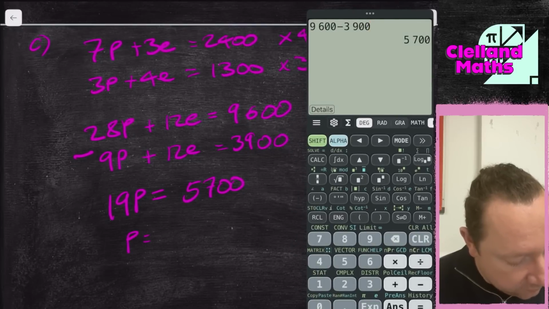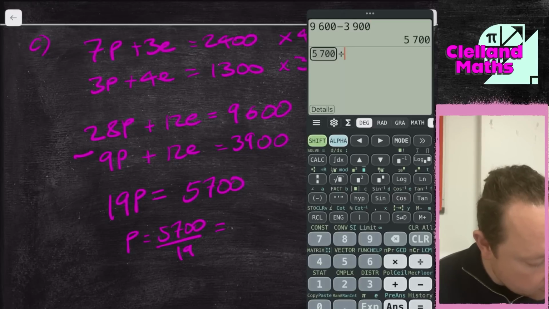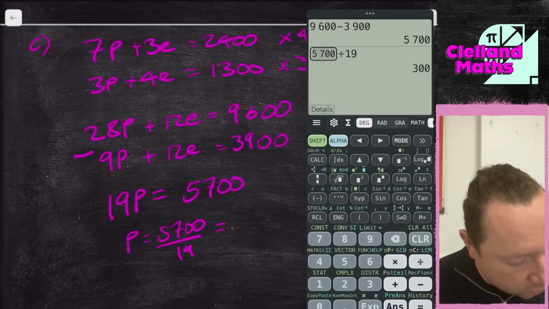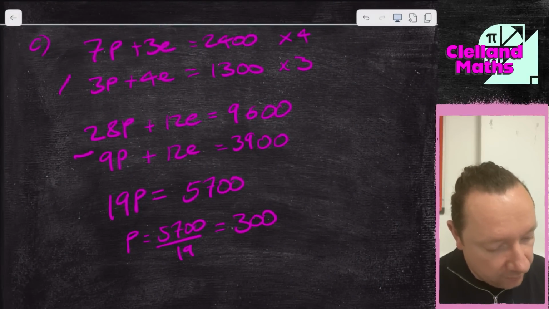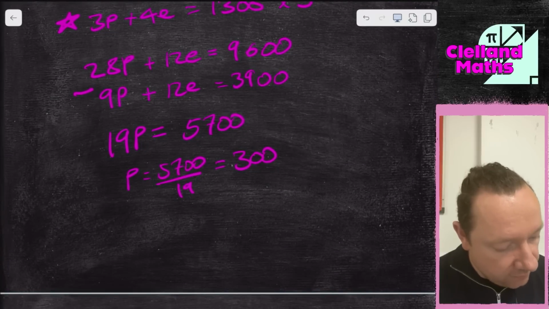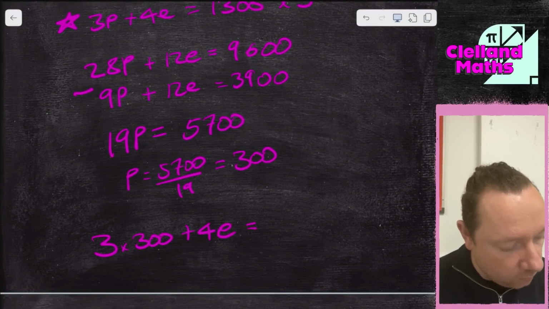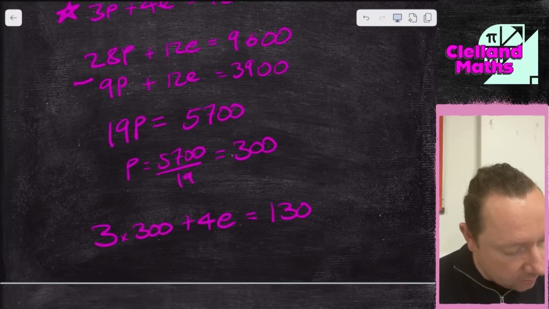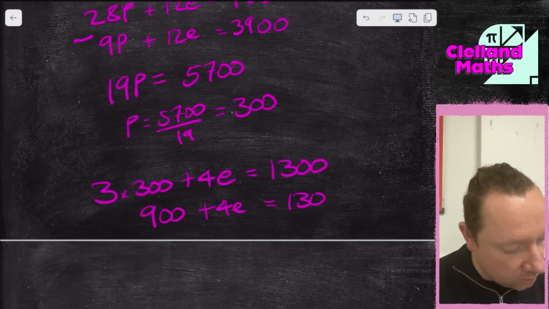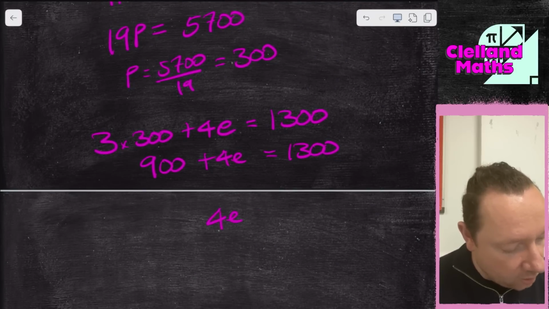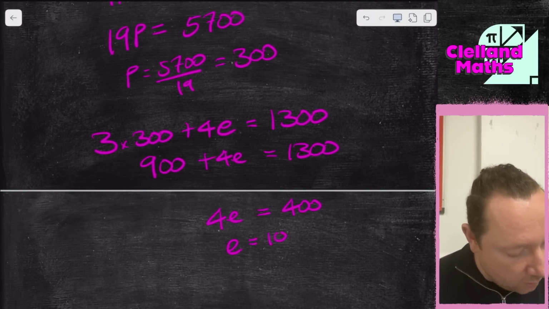So P is 5700 over 19, which is 300. And now I need to work out my E, so I'll sub into an equation. I'm just going to pick this one. 3 times P, which is 300, plus 4 times E equals 1300. So 900 plus 4E equals 1300. So I take away 900, well that gives me 400. And I divide by 4, so that gives me 100.